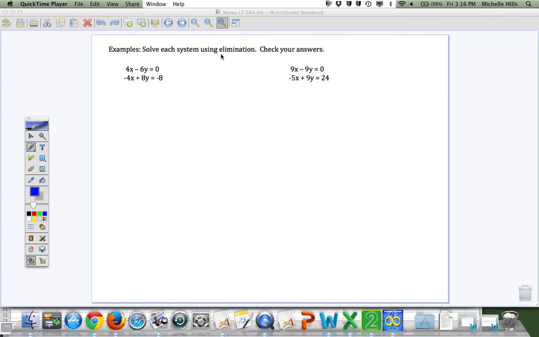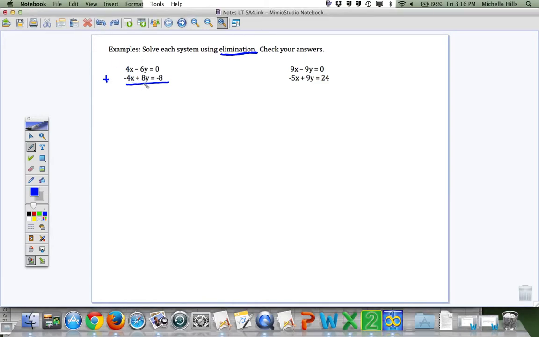When I want to solve using the elimination method, the word eliminate means to get rid of. This is also called the linear combination method in some books, because I want to add these two equations together in such a way that I eliminate one of my variables. Right now, this is set up perfectly because 4x plus negative 4x is 0, so my x term would drop out. Negative 6y plus positive 8y is positive 2y, and 0 plus negative 8 is negative 8.